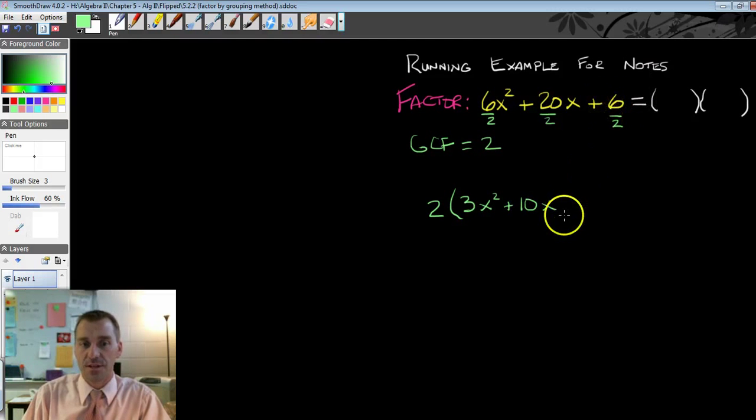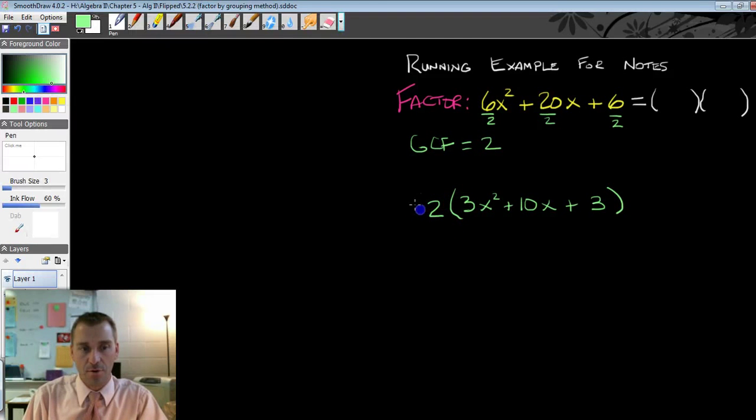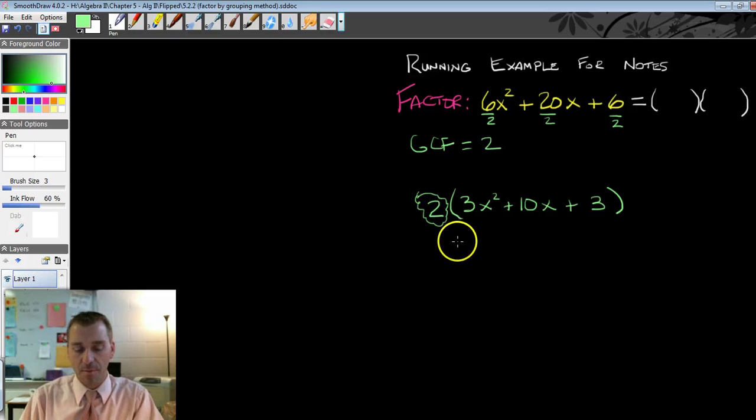And divide the 2 into the 6, it gives me a positive 3. So there you go. So first step, again, back to this. First step is to factor out the GCF. And we're going to keep it for later. So this goofy little 2 right here, we're going to keep that for later. Just keep in mind it's still there.